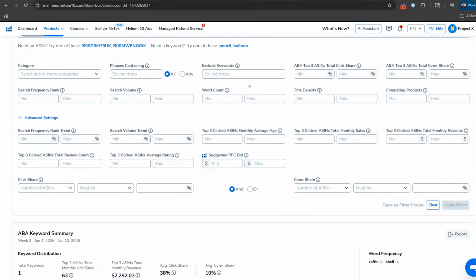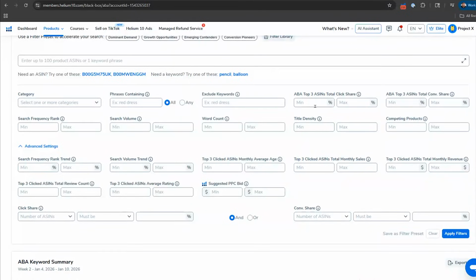Now, if I had a whole bunch of search results, I could use some of these filters up here, like search volume trend and what are the total monthly sales. This is actually a way to do product research as well. Like, for example, maybe without a keyword, I'm going to say, hey, show me where there's a keyword where the top 3 ASINs total click share is greater than 50% and the top 3 ASINs conversion share is less than 10%.